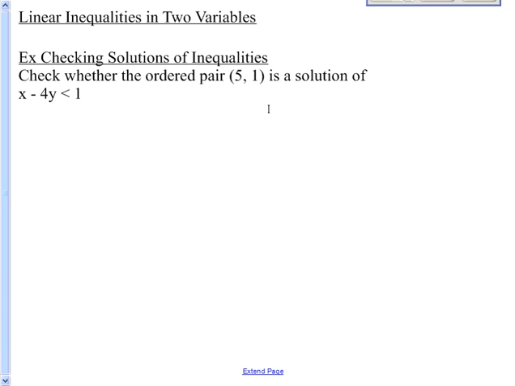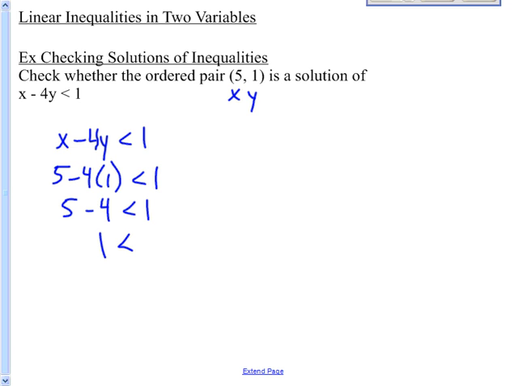So this first example says, check whether the ordered pair (5, 1) is even a solution of this: x minus 4y is less than 1. If it is a solution, then (5, 1) should satisfy the original inequality. So all you've got to do is plug that in. 5 is x, 1 is y, and you say 5 minus 4 is 1, is 1 less than 1? You say that's false. So (5, 1) is not a solution. It does not satisfy the original inequality.